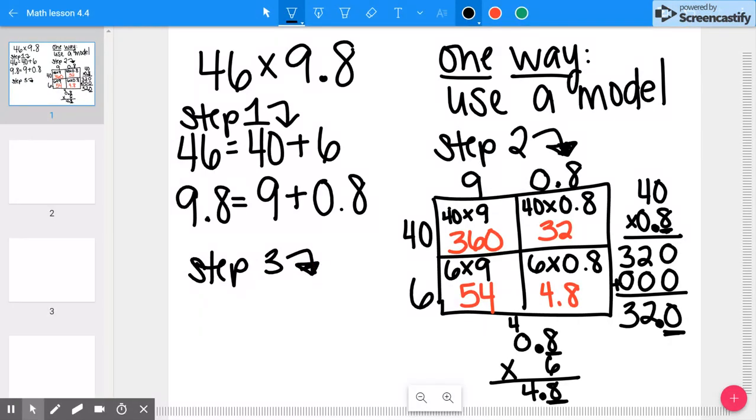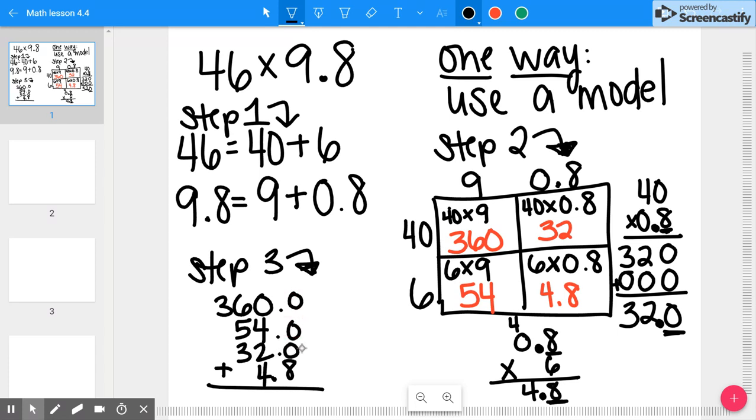So I have 360 plus, I'm going to go down here, 54 plus 32 plus 4 and 8/10. I'm going to add them together. So remember, if there's nothing above it, you can add a decimal point and you can add your zero, your imaginary zero there to keep it all lined up nicely.